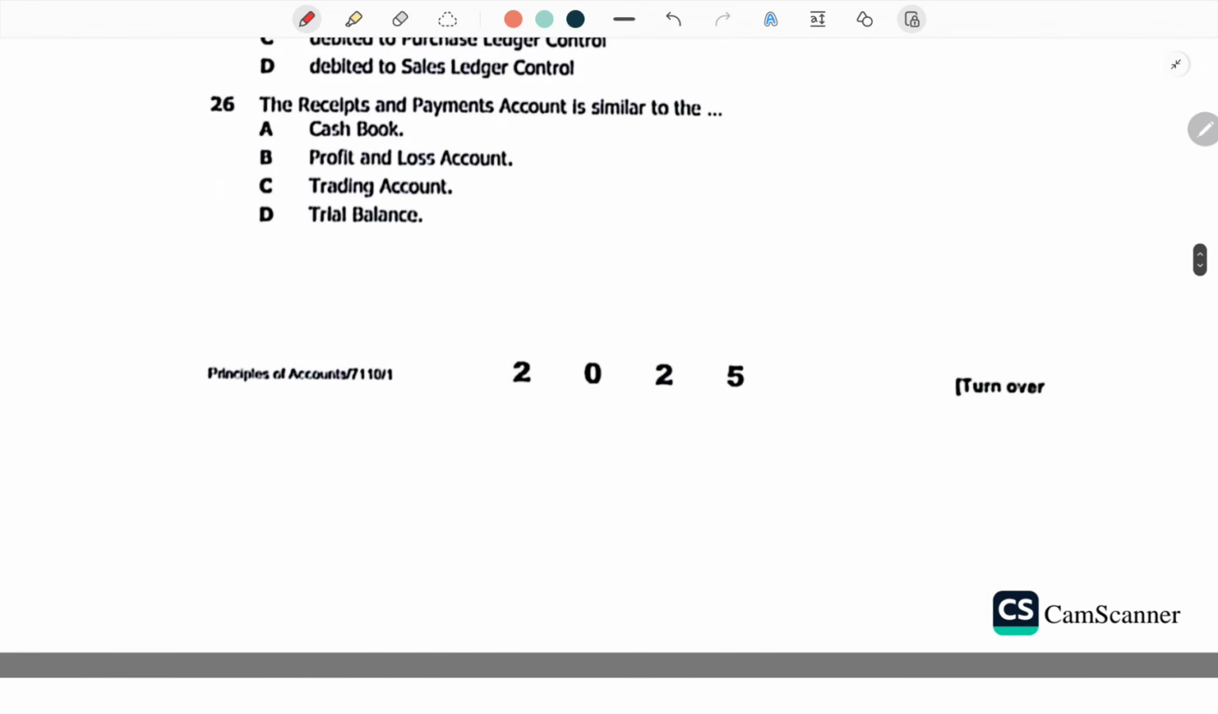Question 26, the receipts and payments account is similar to the cash book.